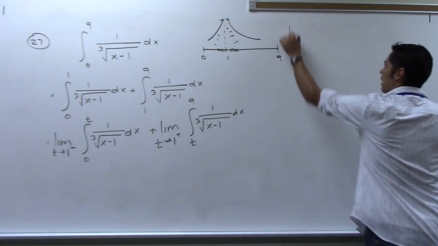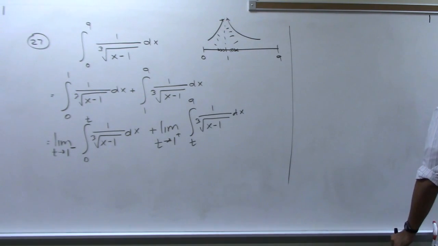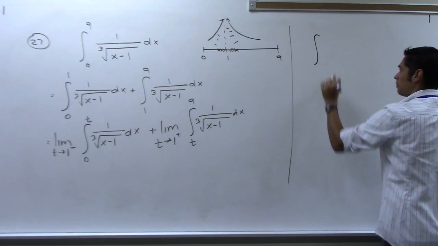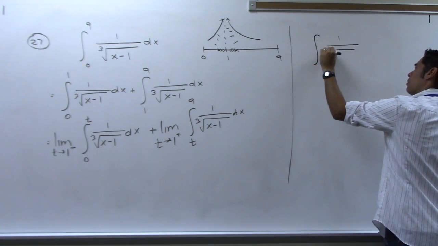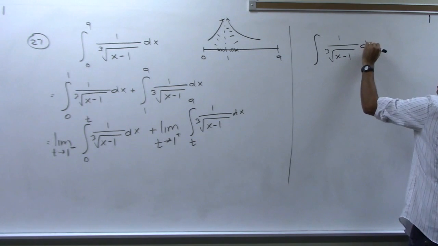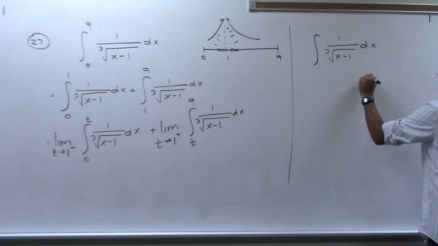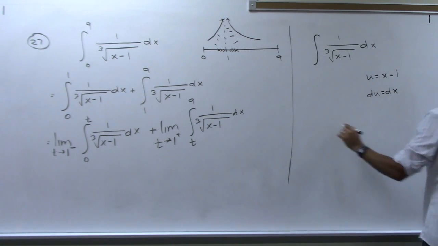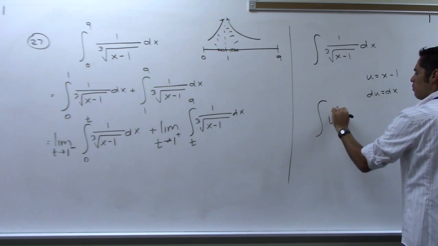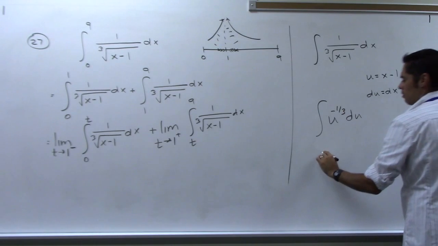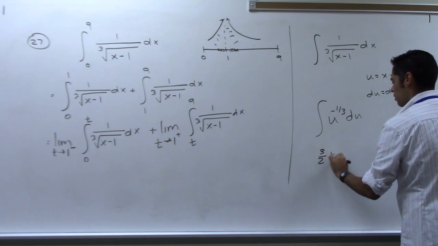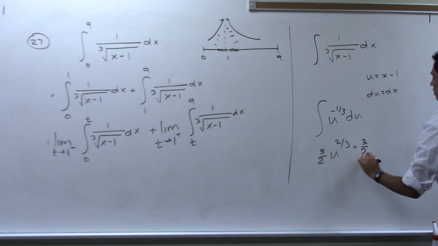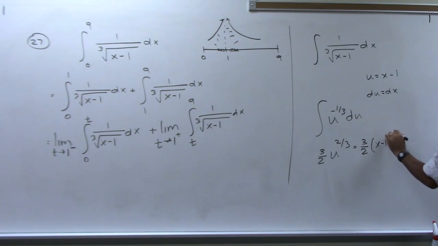Now I need to figure out what that antiderivative is. Integral 1 over cube root of x minus 1. This is a basic u sub. U is x minus 1, du is dx. This becomes integral u to the negative 1/3 du, which is going to be 3/2 u to the 2/3, which is 3/2 x minus 1 to the 2/3.